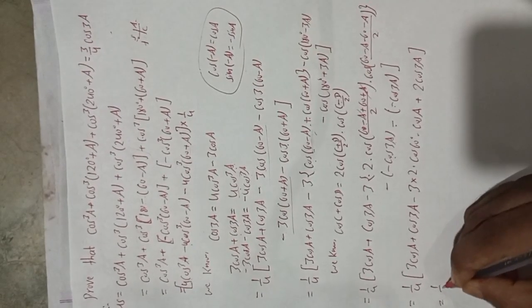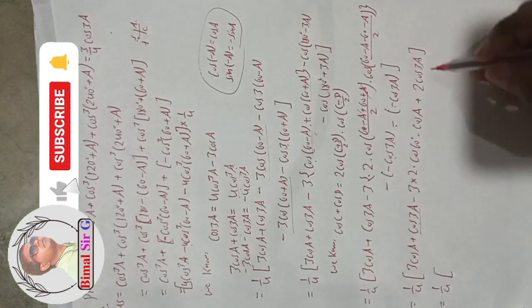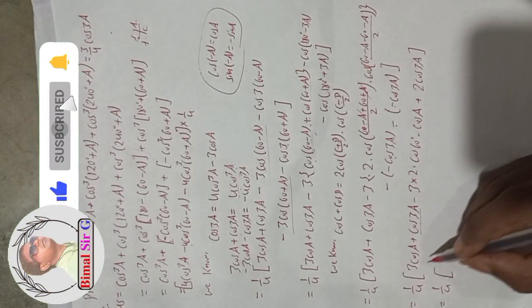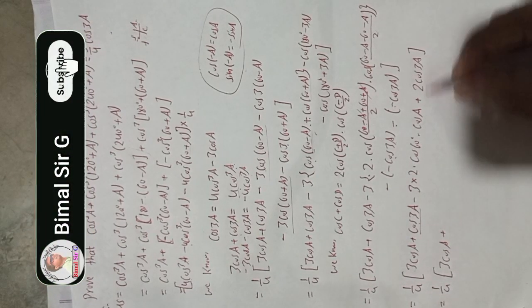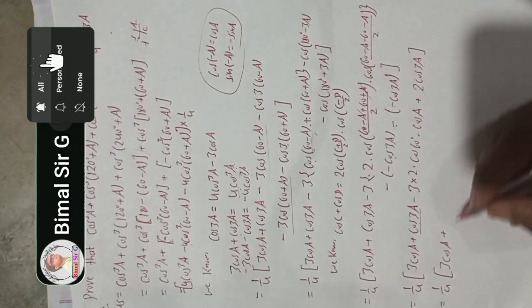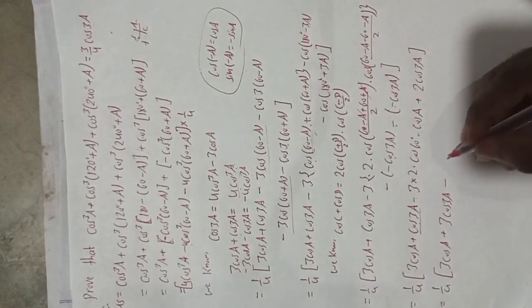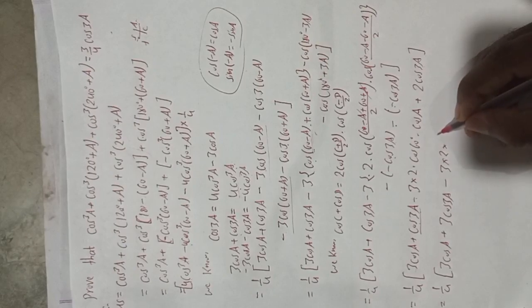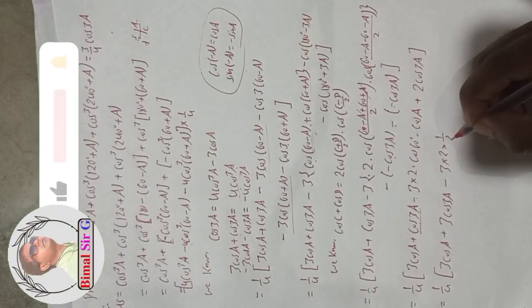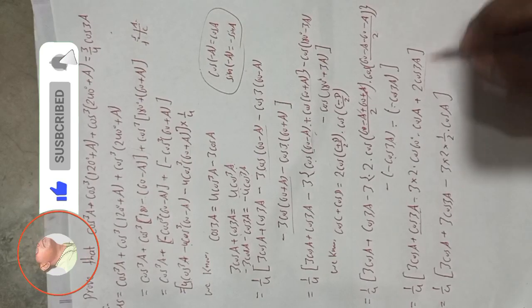This is equal to 1 by 4. There is 1 cos 3A and 2 cos 3A, so this is 3 cos 3A. And there is 3 cos A plus, this 3 cos 3A, minus this 3 into 2 into cos 60. Cos 60 is equal to 1 by 2, into cos A, and this part we have added here.